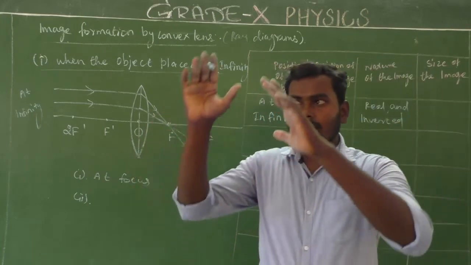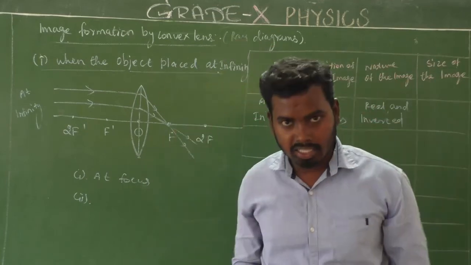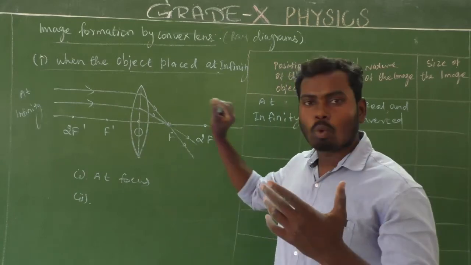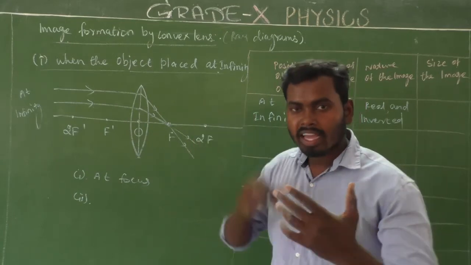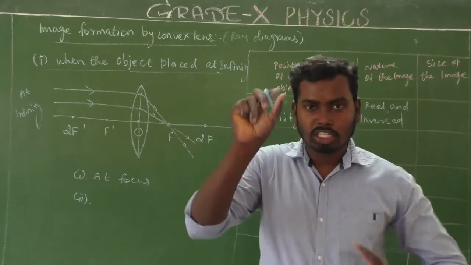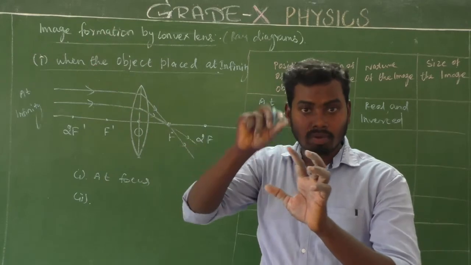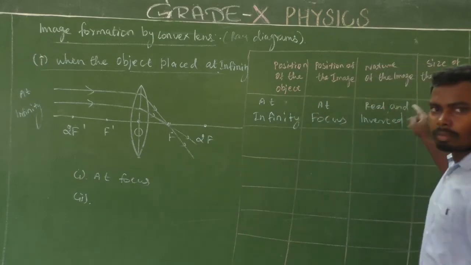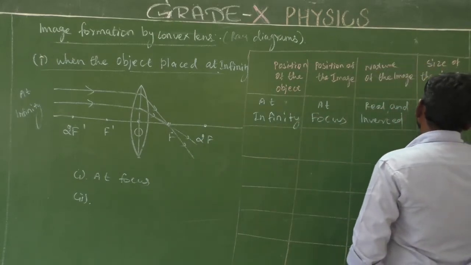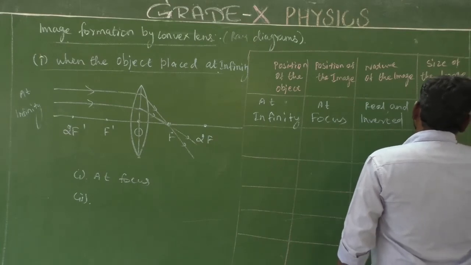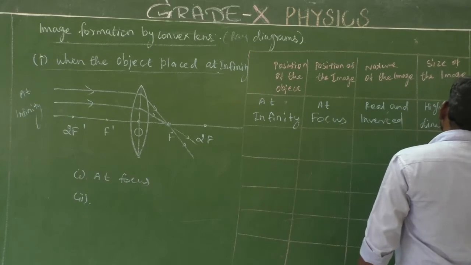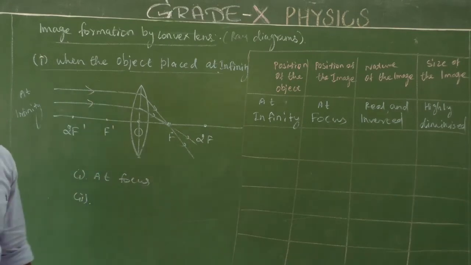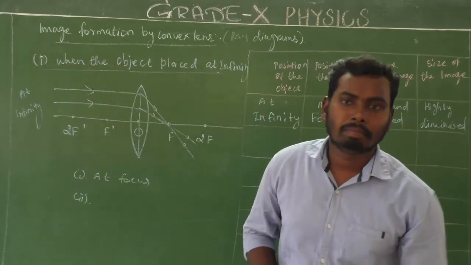Am I right? Here the sun size is very large. If you focus all the light rays with the help of the convex lens, we can get only one point. That is the focus point. Here the image is formed at focus. What about the size? That size will be very small compared to the sun. Am I right? Sun is the biggest object. So what about the size of the image? That is highly diminished. So this is image formation by convex lens. Is it clear?